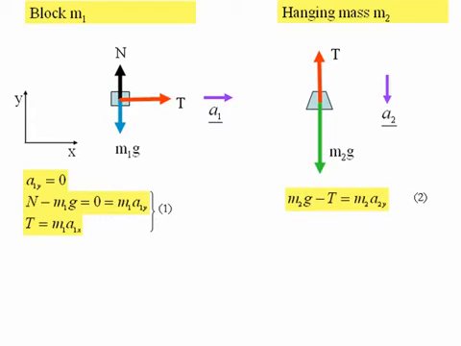Since the string has a fixed length, it's clear that a2y must be equal to a1x, which we'll just call a. I'm dealing with magnitudes here. So we can represent the acceleration of the system simply as a. From equations 1 and 2, we can say that m2g minus m1a is equal to m2a. That's just obtained by substituting T equals m1a1x into equation 2.